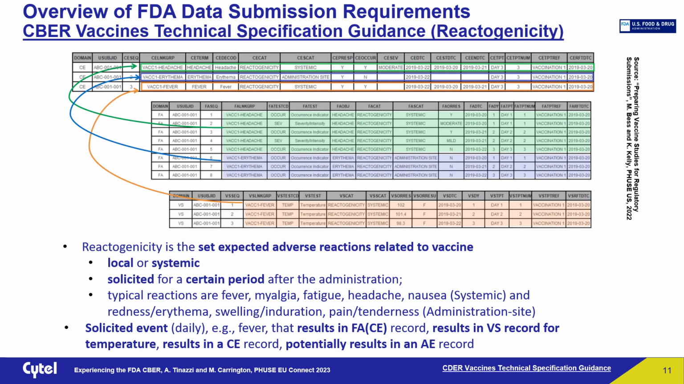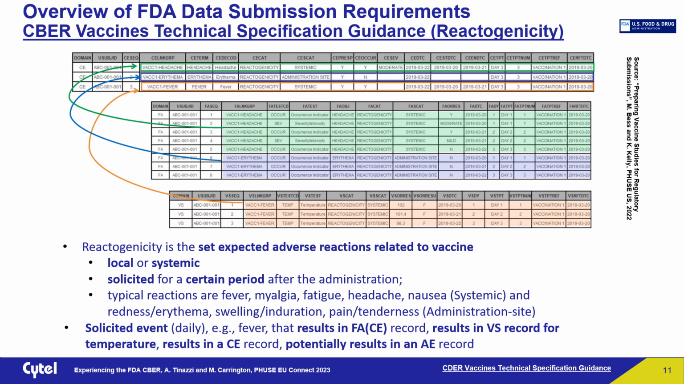For instance, if a subject experiences a fever, it will result in one or more FA, or findings about clinical events, records for each daily assessment. And there will also be a vital sign, so a VS record, with the temperature details. And furthermore, there will be a clinical events, so a CE domain record, summarizing the event experience. And in the event, for example, that the reactogenicity event becomes serious, this will be considered also an adverse event. So there will also be a record in the adverse event AE domain.